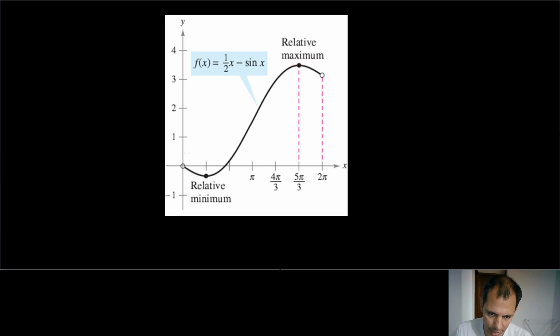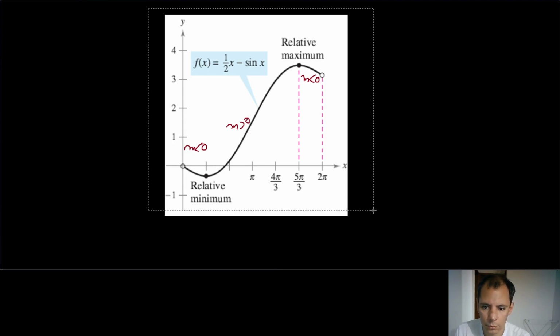And remember I said m was going to be negative here, and here m was going to be positive, and here m was going to be negative. And there you go. That's what the exercise was asking for. And that's it. Guys, I think that's enough.